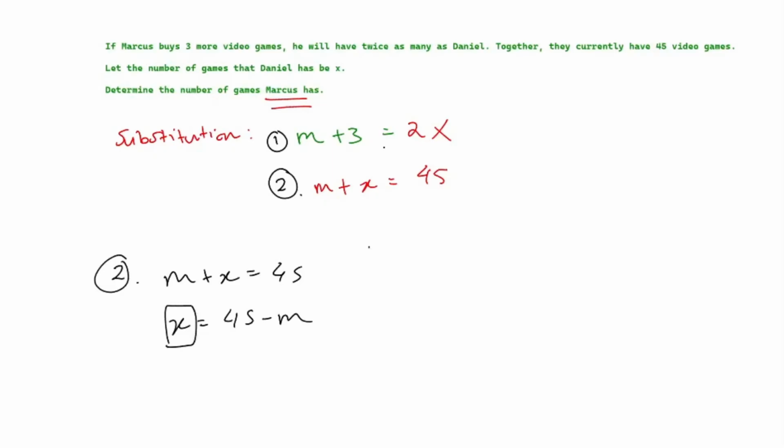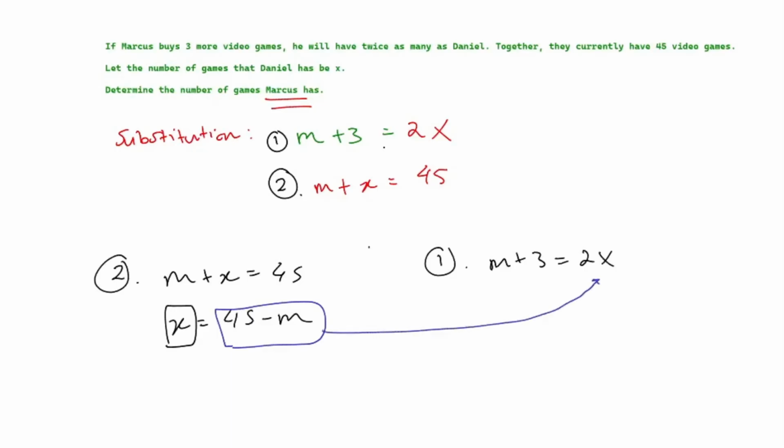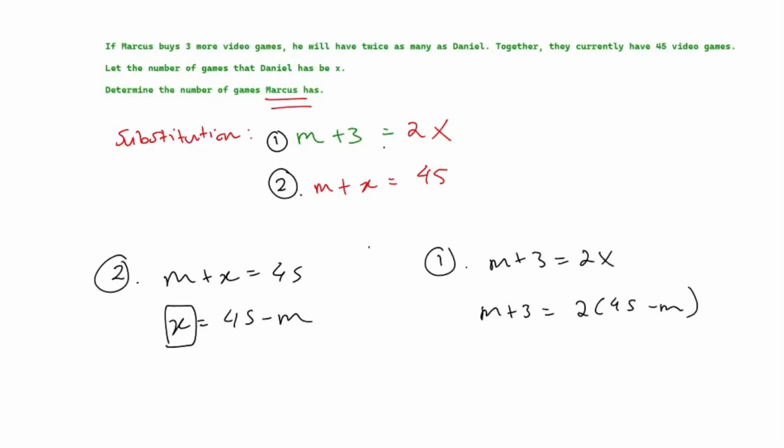And since we know what X is in our first equation, so I'll write down our first equation right down here, which is M plus 3 equals 2X, then I can plug in this 45 minus M into wherever I have my X. So therefore, I would not be working with 2 variables, rather I would only have 1 variable. So this would be M plus 3 equals 2 times 45 minus M. We do the distributive property here. So now we're going to be getting M plus 3 equals 90 minus 2M.